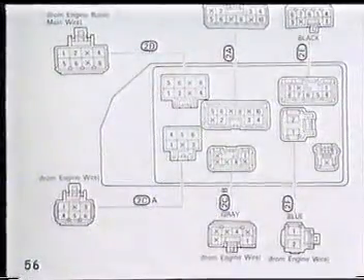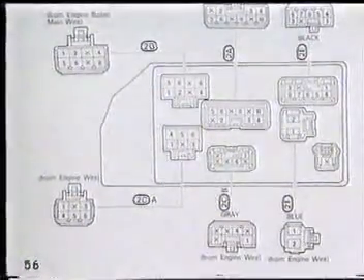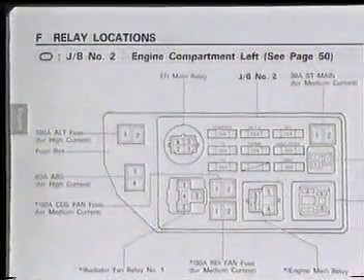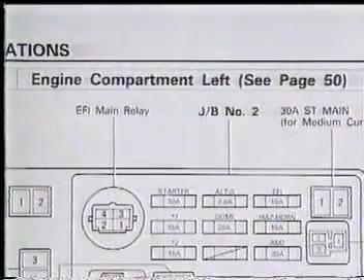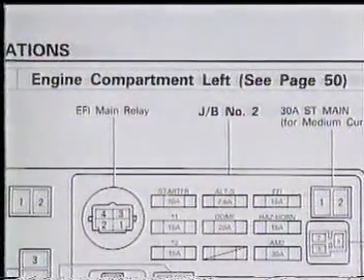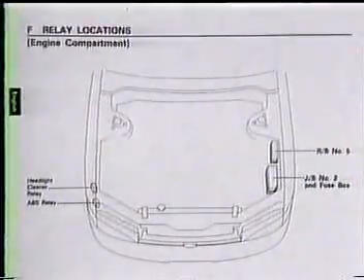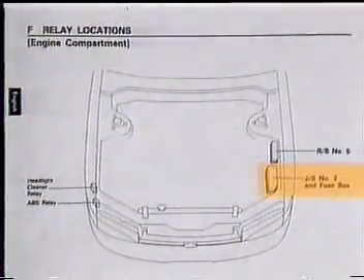Let's look at the location of junction block number 2. For junction block number 2, it is indicated that we should consult page 50 for the location in the engine compartment. Included on page 50 is the location of junction block number 2.